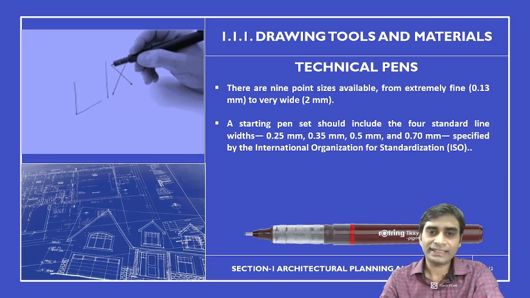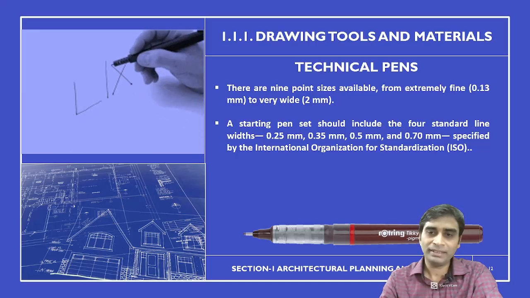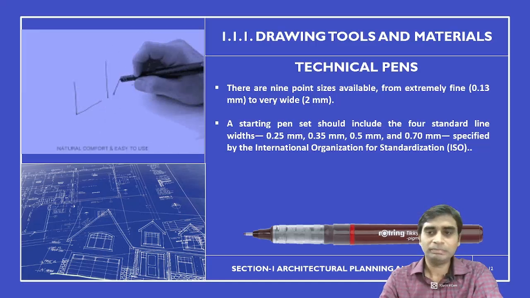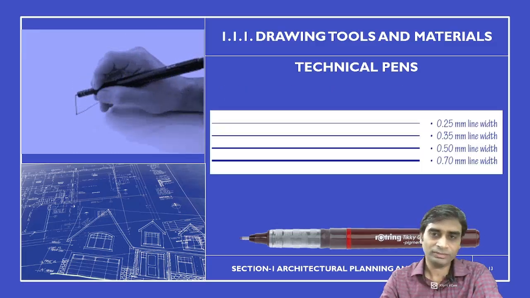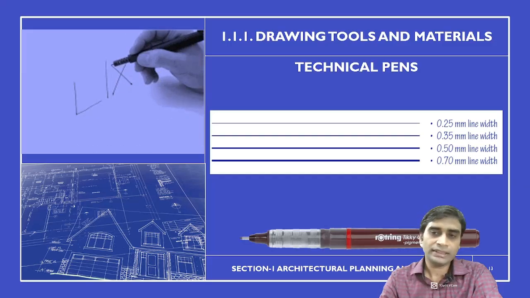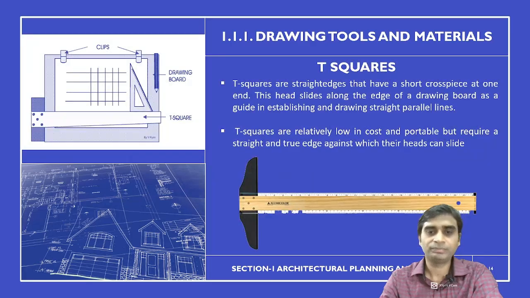So a starting pen set should include 4 standard line widths, 0.25, 0.35, 0.5, and 0.70 mm, and it can be used accordingly. So here you can see 0.25, 0.35, 0.50, and 0.70.